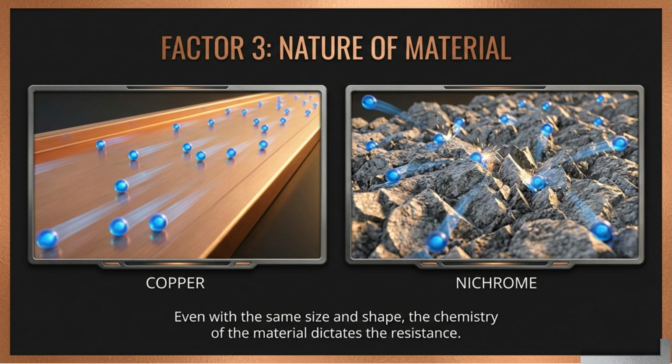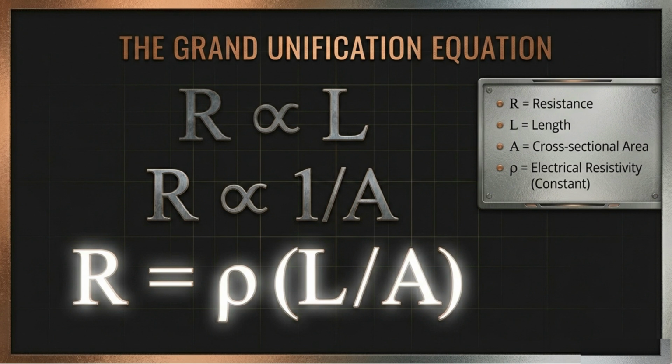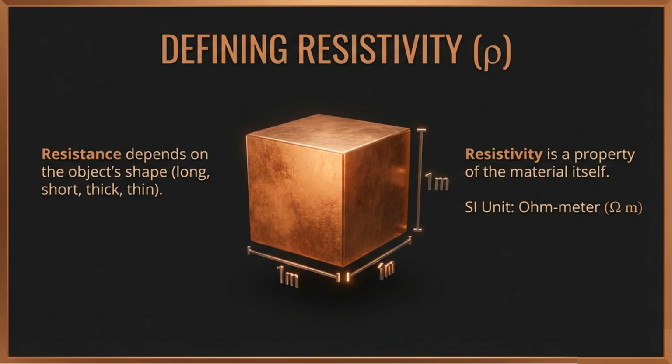Factor 3. Nature of material. Even with the same size and shape, the chemistry of the material dictates the resistance. Copper is a low-resistance conductor compared to nichrome. Combining these proportionality relationships gives us the grand unification equation for resistance, R equals ρ times L over A, where ρ is the electrical resistivity, a constant.